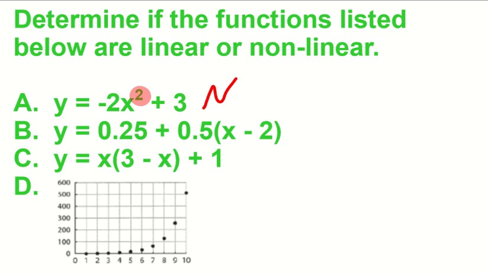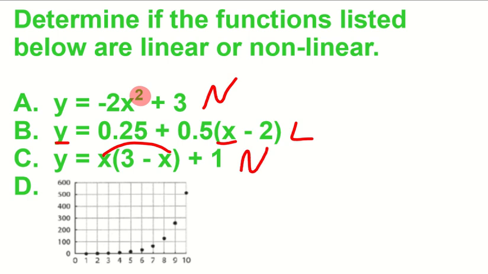All right, what about B? You can tell me on B. Linear. All we have is regular variables. Okay, if we just have regular variables, that's going to make it linear. All right, C. Jaden? Nonlinear, because when I distribute, I'm going to have x times x. X times x is x squared, so that makes it nonlinear.